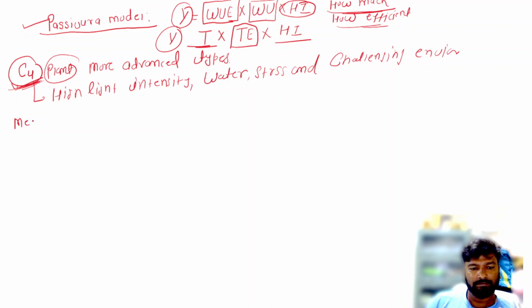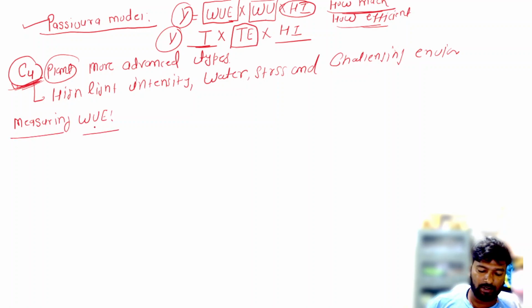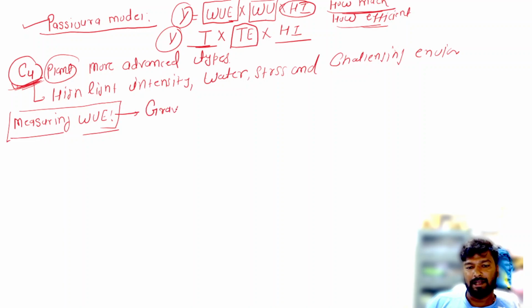Now come to measuring the water use efficiency. Okay, so there are several methods to measure the water use efficiency. The first one is the gravimetric method.